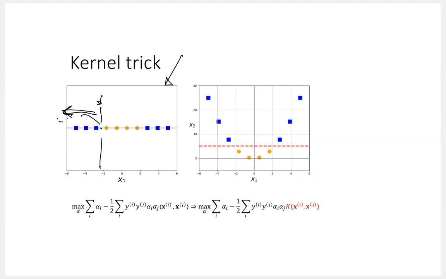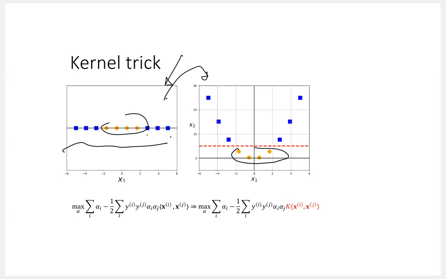Instead, we can project the data points into a higher dimensional space. For example, if I project to 2 dimensions, these points here actually end up here, and the rest of the points are here. Then I can separate them in the higher dimensional space. In practice, this can be done very easily using the so-called kernel trick.